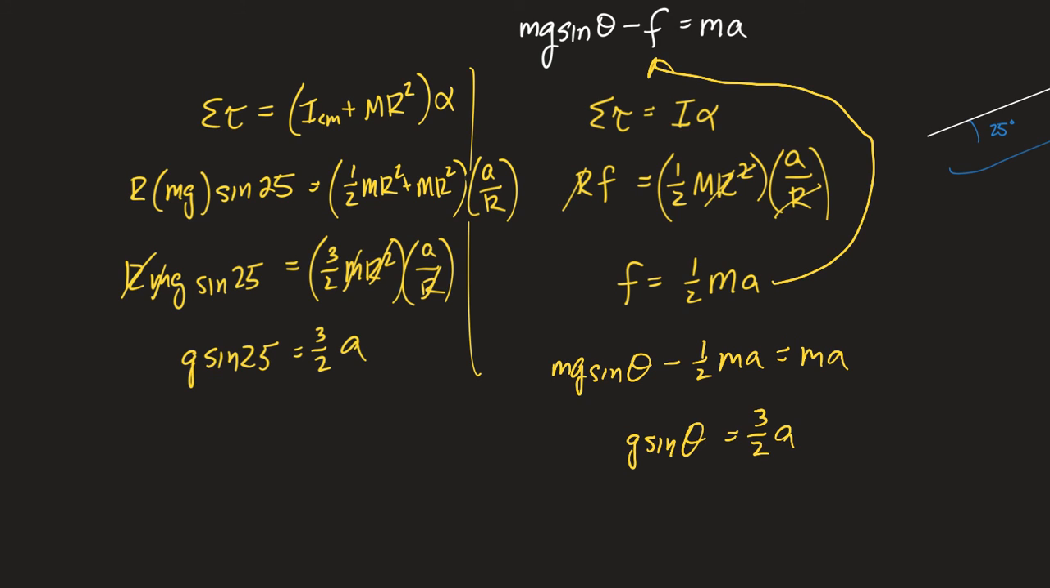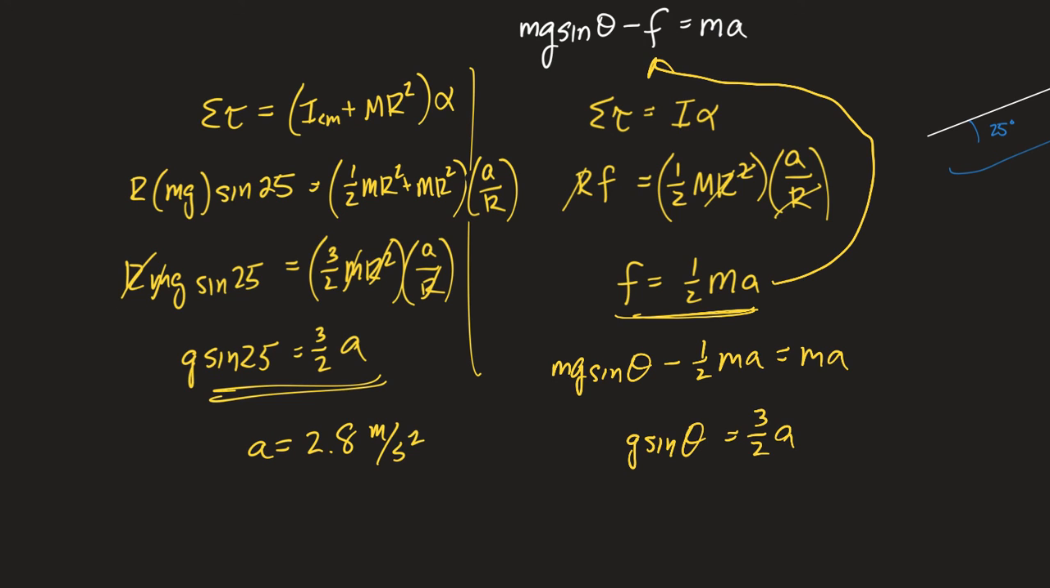The only difference is if I do the axis at the edge, I can get the acceleration directly with no substitution. And if I do the axis at the middle, I get an expression for the frictional force. It's the only difference. But you plug that in to get your acceleration, and I think it comes out to be like 2.8 meters per second squared. Now, you plug in 10 for g and sine 25.